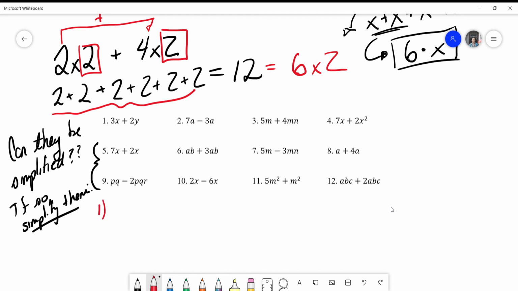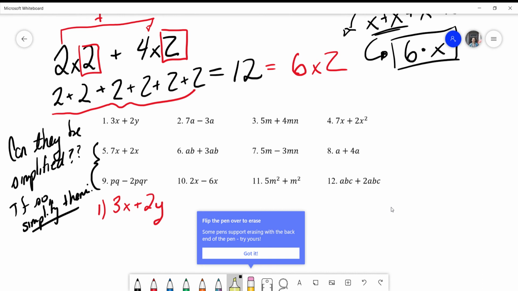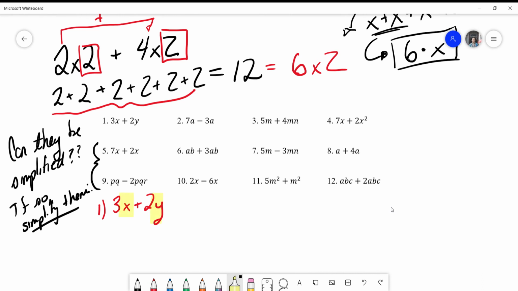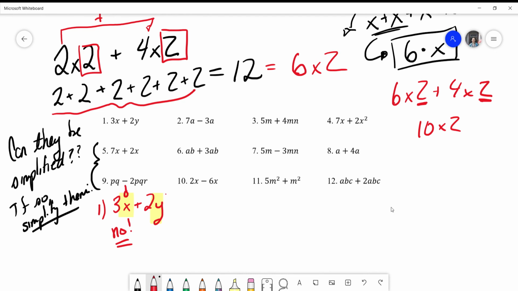So question 1, 3x plus 2y. So we can see here, right, they're multiplying different things. So that was our rule up here, right? 6 times 2 plus 4 times 2 is the same thing as saying 10 times 2, because they're multiplying the same thing. Here they're not, so no, we cannot simplify it because we can't add, you can't add a cherry and an automobile if they're different things. We can't add 2 different things together.